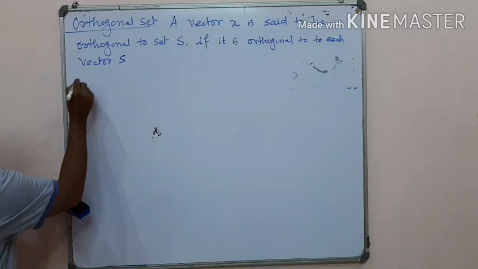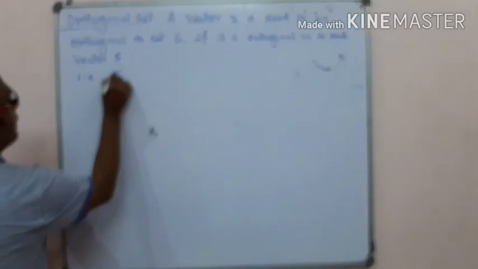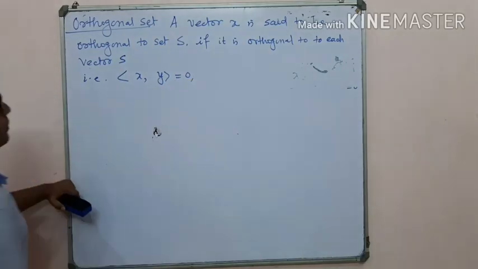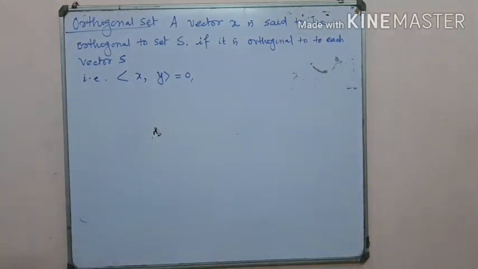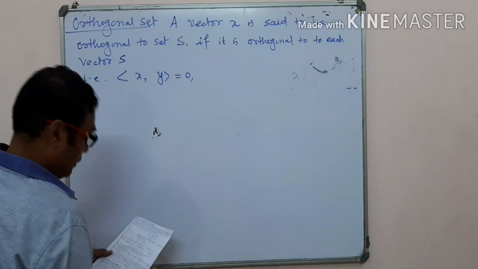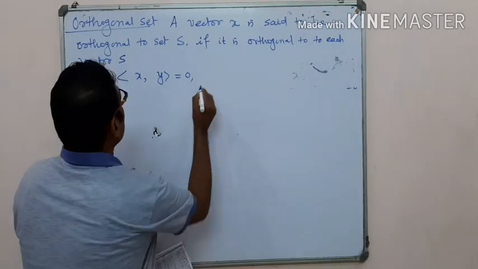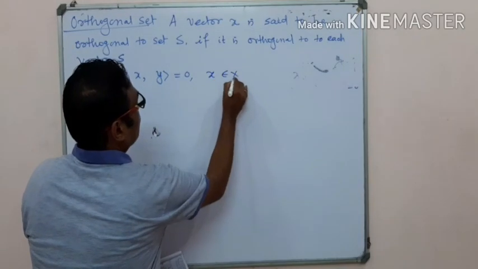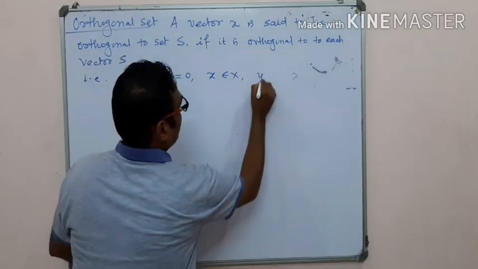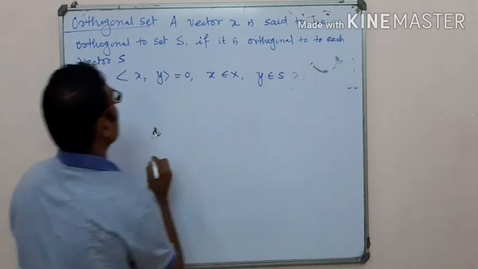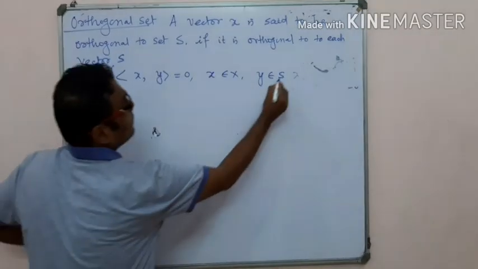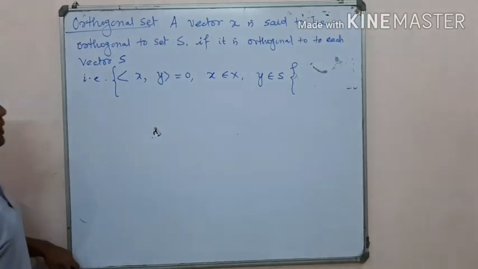That is, x inner product y is equal to 0, where x is an element of X and y is an element of S. Then this set is said to be an orthogonal set here.